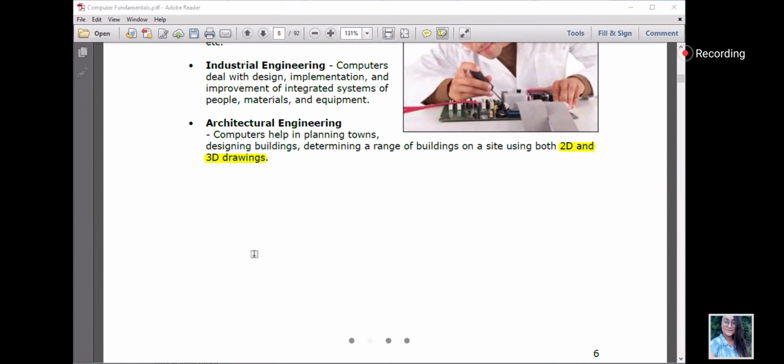Okay, so students, do you have any confusion up to this portion? No confusion? Okay, very good.